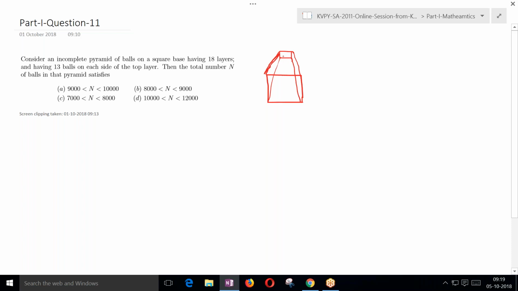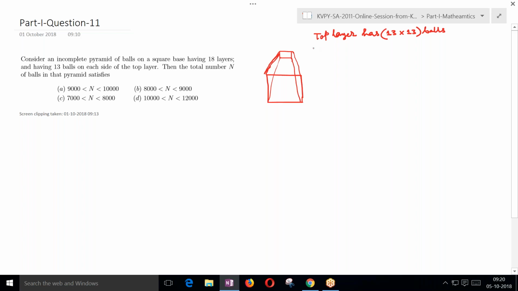So top layer has how many balls? 13 into 13 balls. Then the one layer below that top layer will have 14 into 14 balls. Then one level below that, the layer which has 14 by 14 balls, it will have 15 by 15 balls.